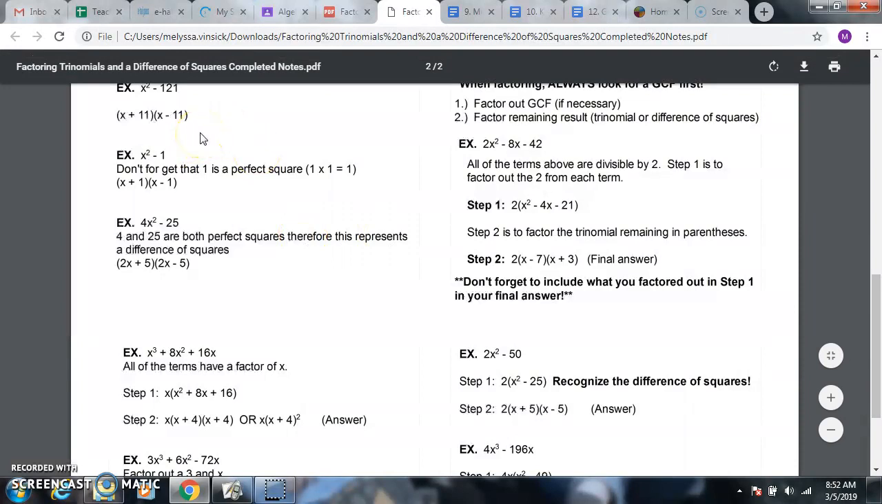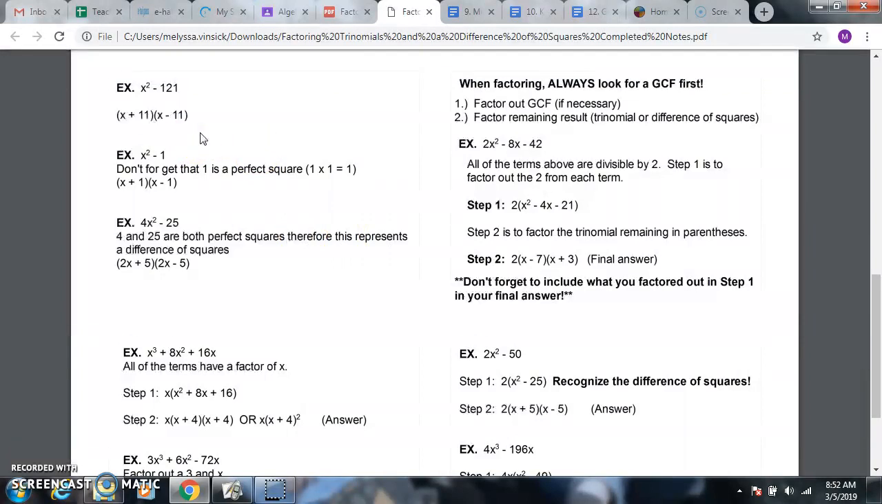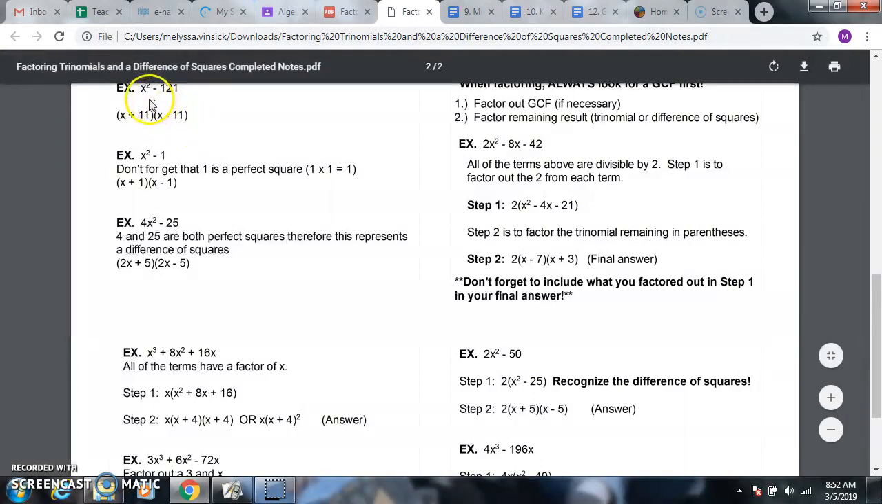Another difference of perfect squares. So I have x squared minus 121. Again, x squared is a perfect square that breaks into x and x. I have subtraction in the middle, and 121 is a perfect square. 11 times 11 would give us 121. So you have to be really good at recognizing perfect squares with these. It's a binomial, so you always want to check for difference of perfect squares first.